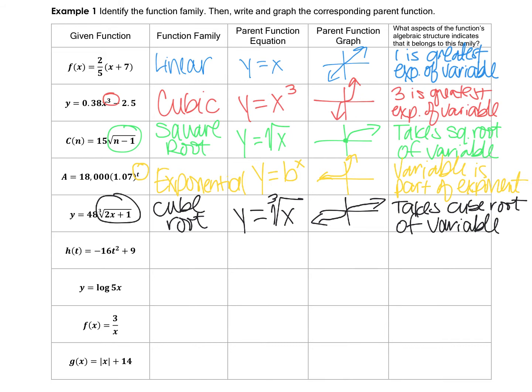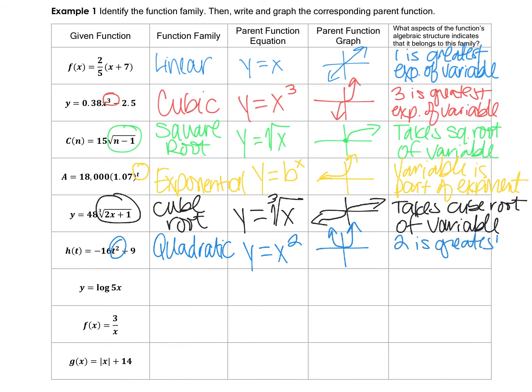Okay, so the next one, notice it has a variable and it's squared. So this is called a quadratic. You have seen this in Algebra 1. Quadratic, the parent function for that is y equals x squared, and it is a parabola. How we know it's quadratic is that 2 is the greatest exponent of the variable.